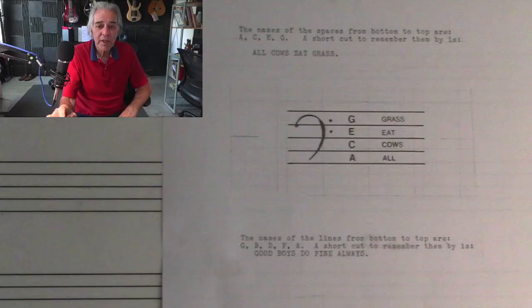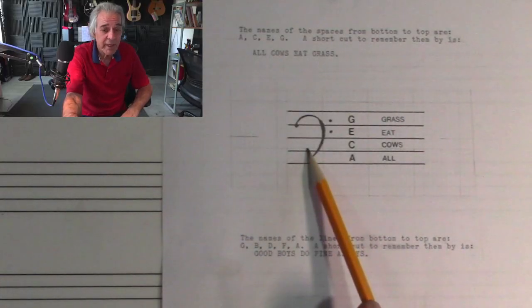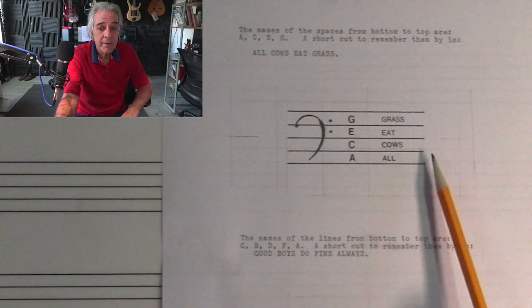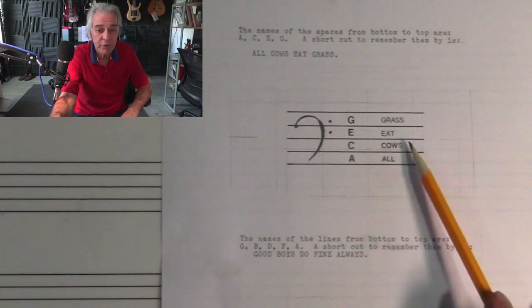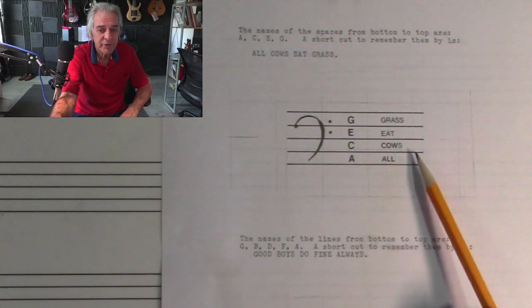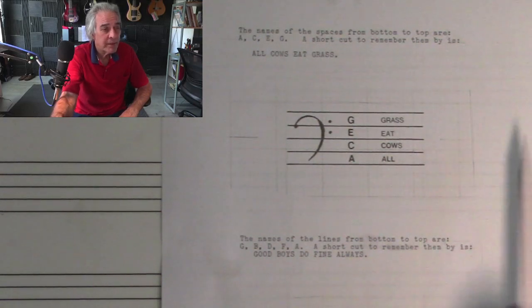Having said that, I want to start right now, and we're going to get the introductory part of some of the components of reading music that you need to know and get you started right away. Start out with a bass clef. Looks like that. Then we have our spaces. 1, 2, 3, 4 spaces. All cows eat grass. A, C, E, G.